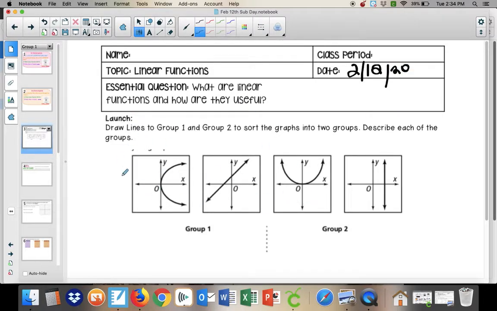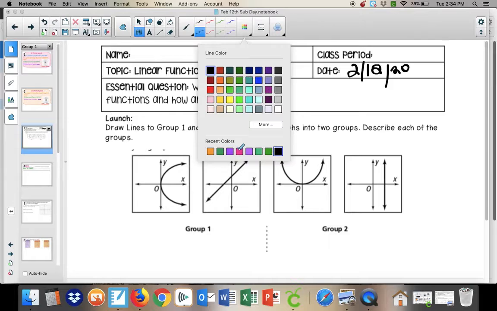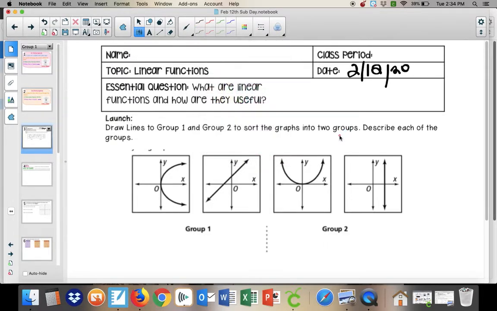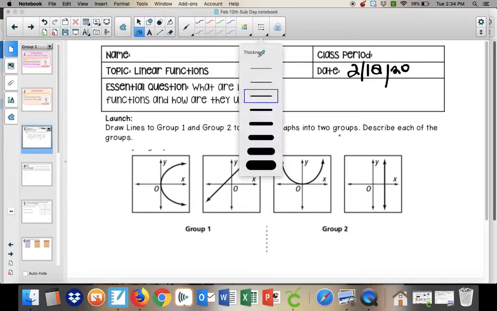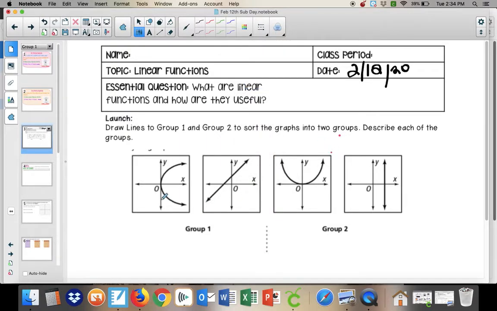All right, so we're going to do a little launch here. There are 4 different graphs. And it says to draw lines to group 1 and group 2 to sort them, and then describe each of the groups. So looking at these 4 different graphs, what are some things that are similar? Well, I noticed that the first graph and the last graph are curved, and then the second graph and the fourth graph are straight lines.